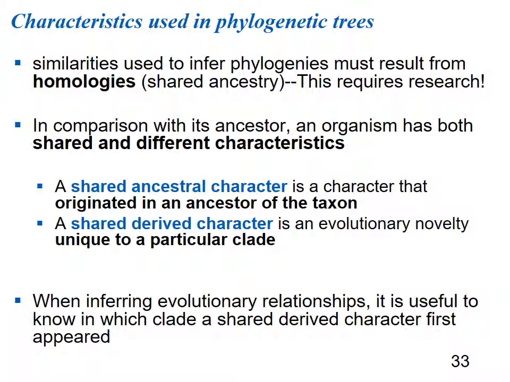We have to realize that organisms have shared ancestral and shared derived characteristics when we compare them to their ancestors. A shared ancestral character is a character that originated in an ancestor of the taxon or group of critters, and a shared derived character is an evolutionary novelty to that particular clade or group of critters. So when we infer evolutionary relationships, it's useful to know in which clade a shared derived character first appeared.